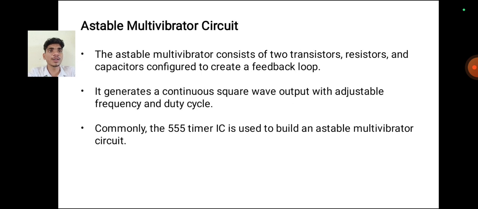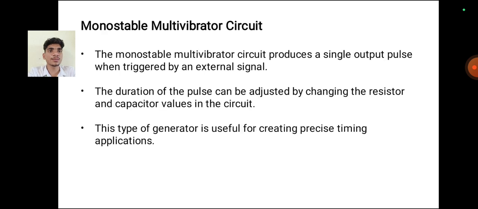Astable multivibrator circuit. The astable multivibrator consists of two transistors, resistors, and capacitors configured to create a feedback loop. It generates a continuous square wave output with adjustable frequency and duty cycle. Commonly, the 555 timer IC is used to build an astable multivibrator circuit.